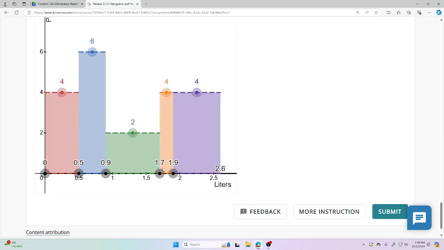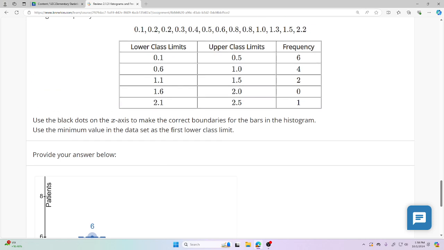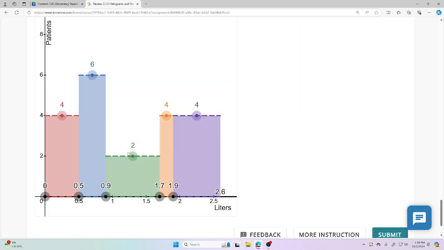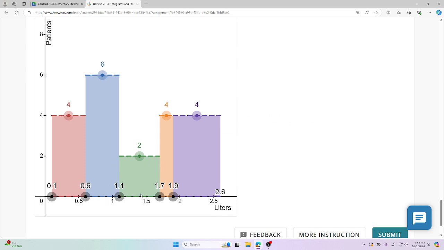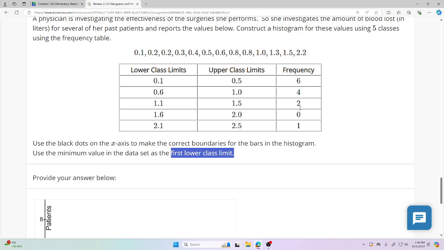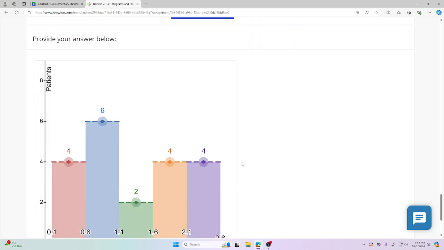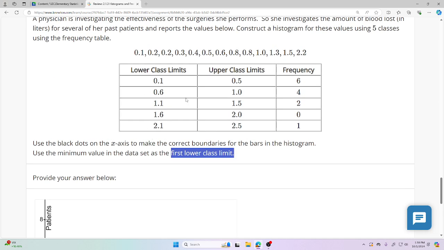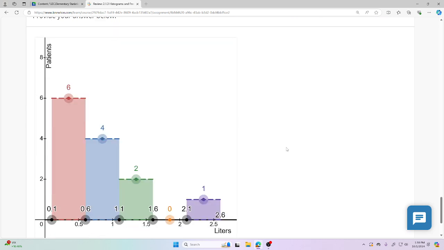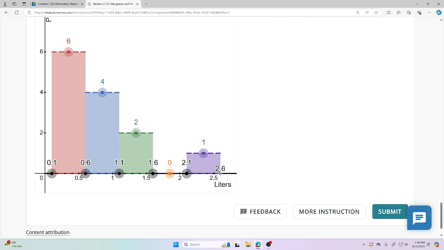Oh, second part. So I think they're always wanting to use a lower. See, it says use a lower class limit, so we're just using these guys. So 0.1, 0.6, 1.1, 1.6. There we go. And then I look at how many we have. 6, 4, 2, 0, 1. Just using these numbers. Go ahead. Oh, they did the last one for me?